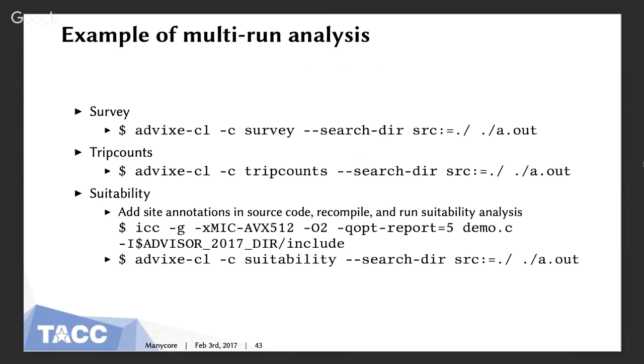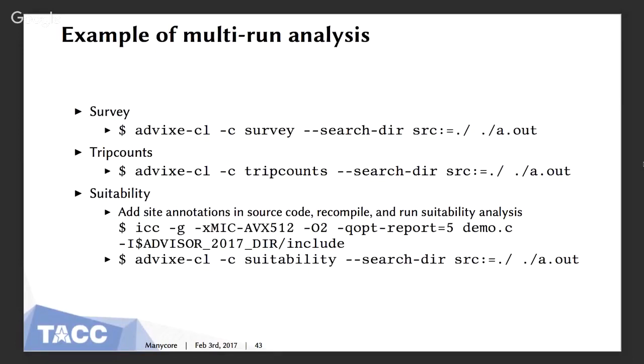So I wanted to collect multiple types of data. What you always have to do first is a survey run. Then after that, you can do some of the other runs. You can do a trip count run, as the second topic here shows, or you could do the suitability run. Again, suitability gives you information as to how suitable a given loop might be for OpenMP parallelization.